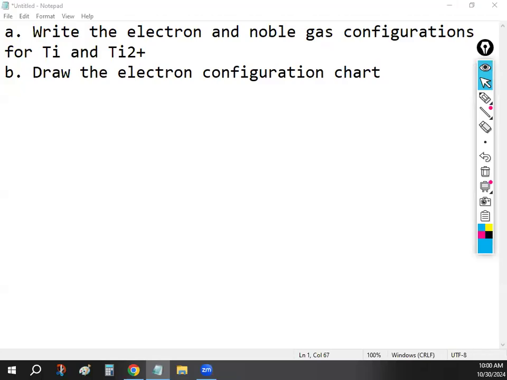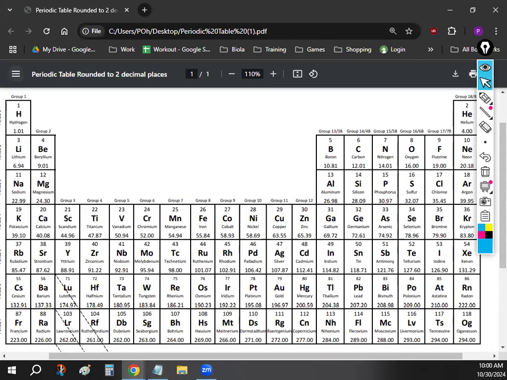All right, so to do the electron and noble gas configurations, we need the periodic table. So I'll just be doing it directly on here. Okay, so we're going to be doing Ti first. Ti, I'm going to write it right there. And if you guys remember, we want to take a look at the subshells and the shells.